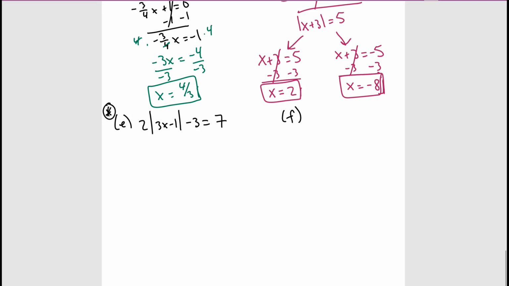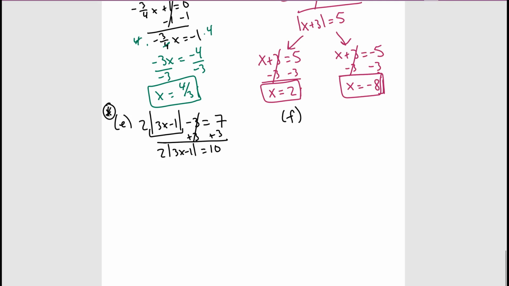So the first thing that you want to notice is that the absolute value is not by itself. We got this 2 lingering outside. Do not distribute this 2. These are not parentheses. They're absolute value. And then you also have this minus 3. So let's move this 3 over first. So that's going to give me 2 times the absolute value of 3x minus 1 equals 10.